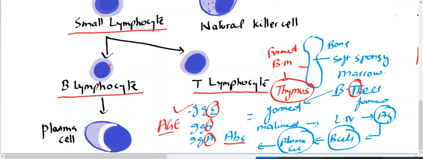Again, I am not going to discuss that here. And these B lymphocytes ultimately form a plasma cell, which is important in diseases like MGUS, monoclonal gammopathy of undetermined significance, and multiple myeloma. A lot of the students learn multiple myeloma but forget MGUS and Waldenstrom's macroglobulinemia, which is very high yield for all the steps.